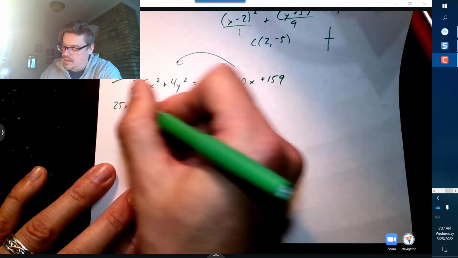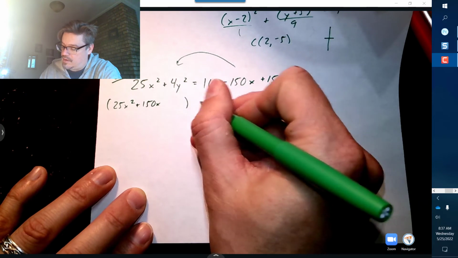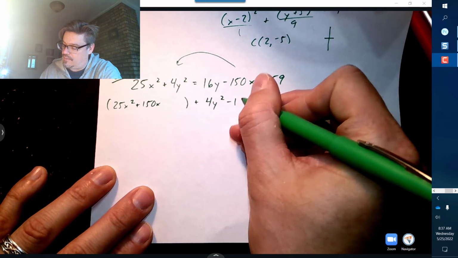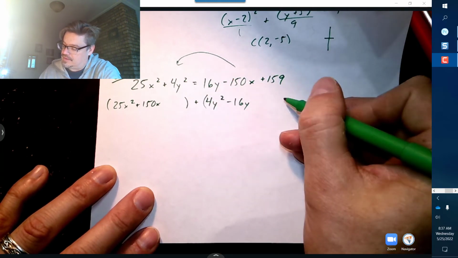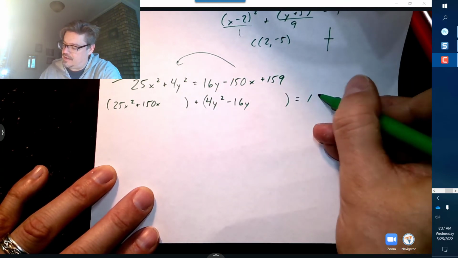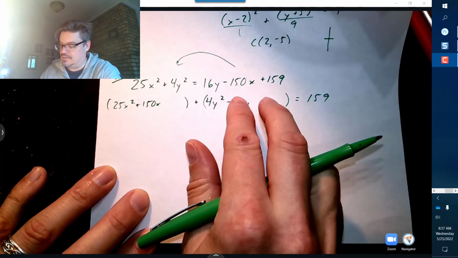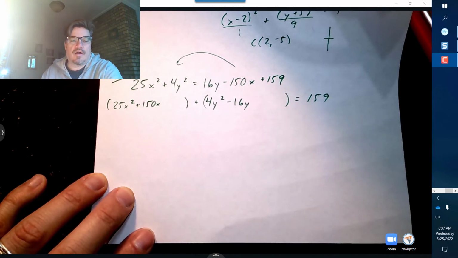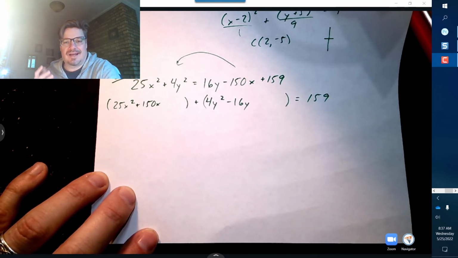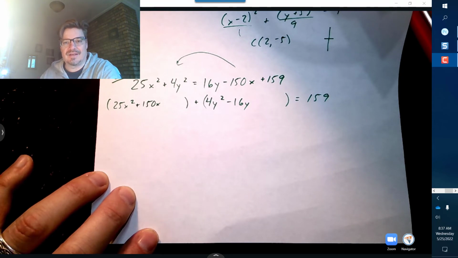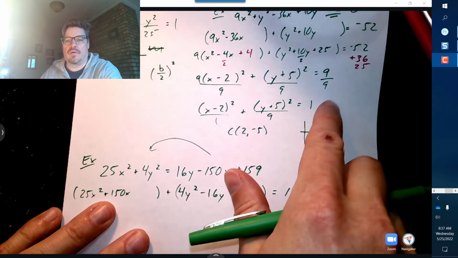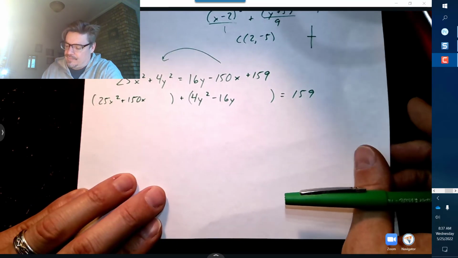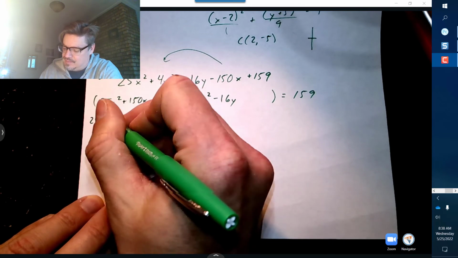Then we'll do that. And then we're going to go plus 4y squared. We're going to move that 16y over there. Leave a space there. And then we're going to leave that 159 right there. So all we did was move these two guys over here and left the 159. When we were working with quadratics, we always dialed it to 0, but not with these. These are going to be different because we need a 1 there in order for it to be quote-unquote graphable.